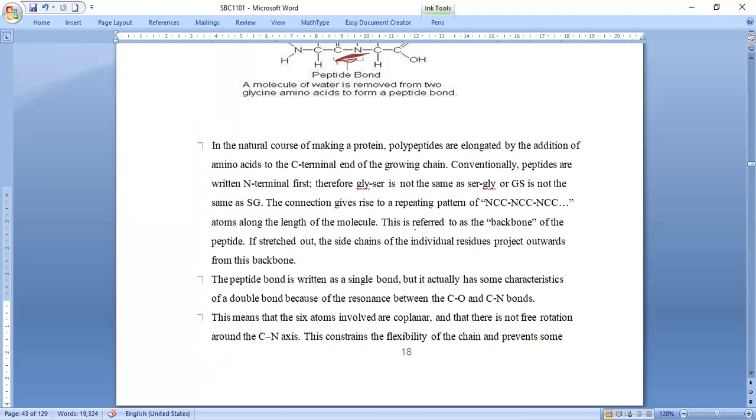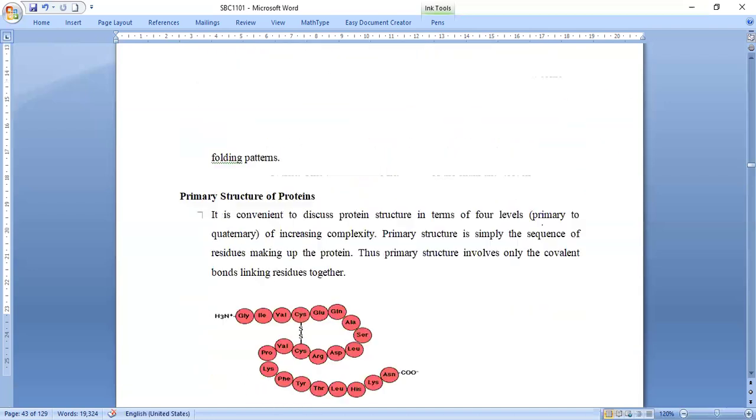And here the peptide bond is written as a single bond. That means it can be written as a C-N bond. And because of the presence of resonance, it can also be written as a C double bond O, N-H. And this is mostly present in trans conformation. It is present in trans conformation, and it is also called coplanar, which means there is no free rotation around the C-N axis. That is called the coplanar conformation.